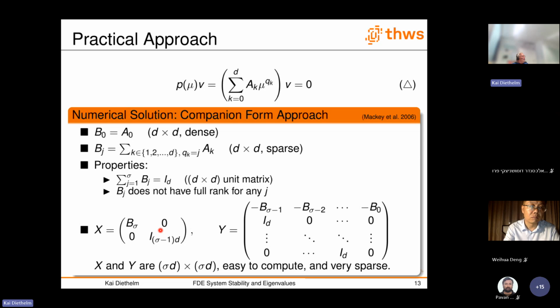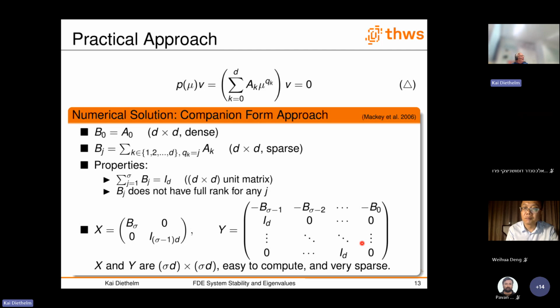And then we have the matrix Y, the second one here, which has the other B matrices with negative signs in the first block row. And also lots of identity matrices and null matrices everywhere else. So this is also easy to compute. It has the same size as X, and it's also very sparse.